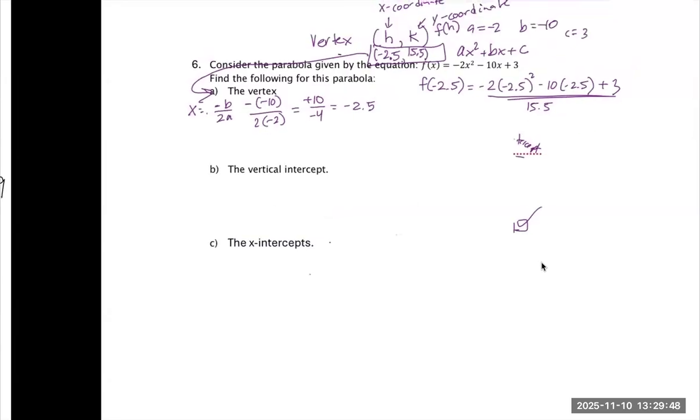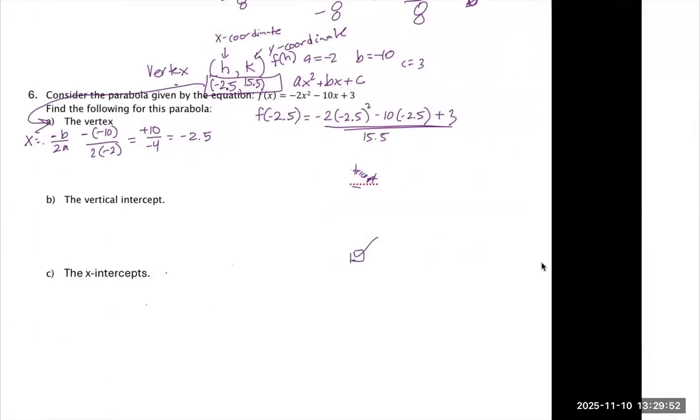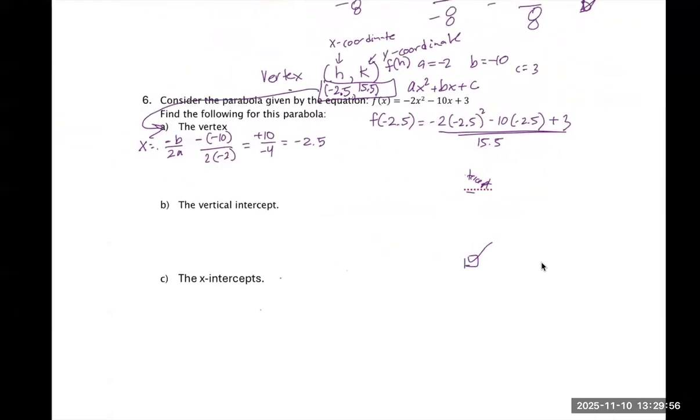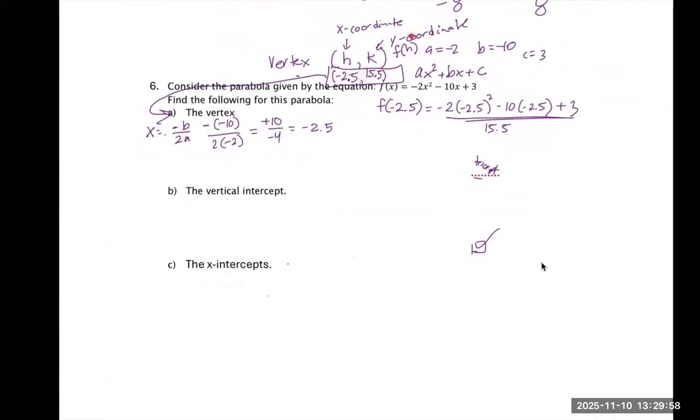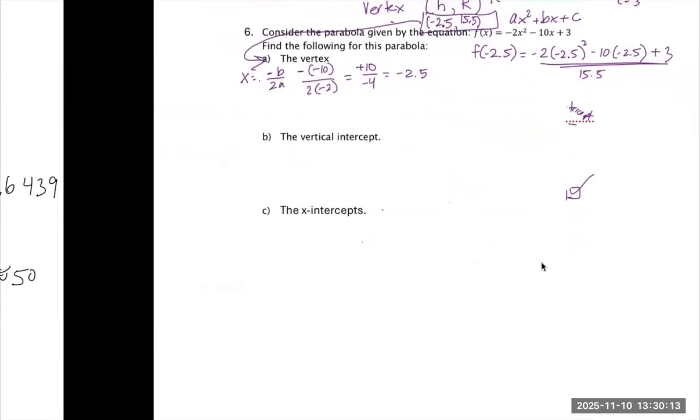Okay, so we put all this into the calculator and we got an answer of 15.5. So 15.5 is the y coordinate of the vertex. So this is our answer for part A: (-2.5, 15.5), because that is the ordered pair that makes the vertex. Okay, next.